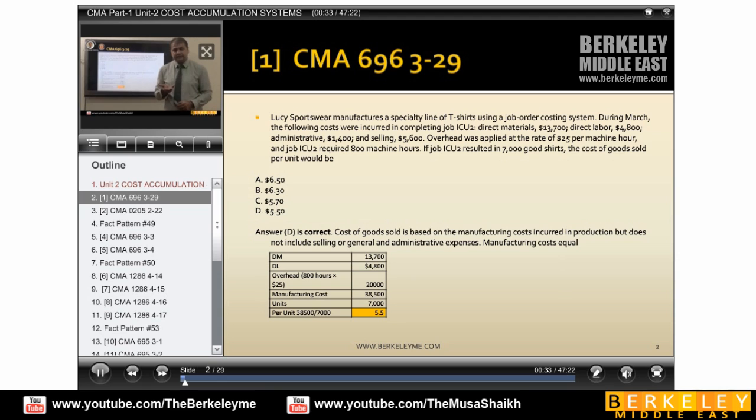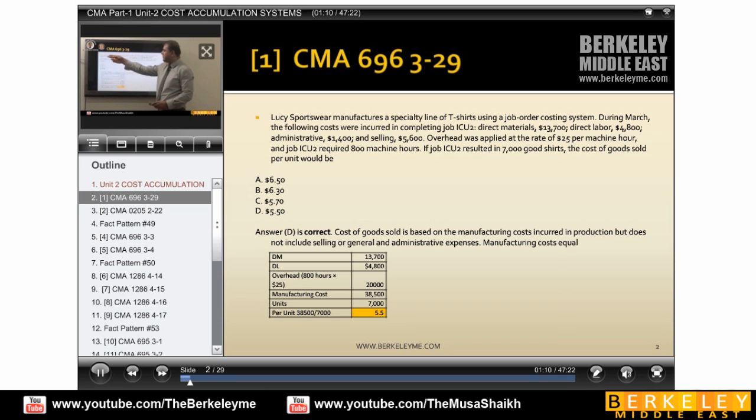It will save your time, because if you read it straight through, it will be like a newspaper, with no intention behind your reading. But if you know, suppose it says "if job", I know this is job order costing, and I should have the concept of DM, DL and overhead. So now I can read it more carefully. If job resulted in 7,000 goods sold, the cost of goods sold per unit would be what? So now if he is talking about a job, I must have DM, DL and overhead.